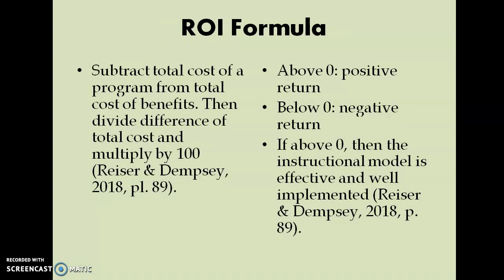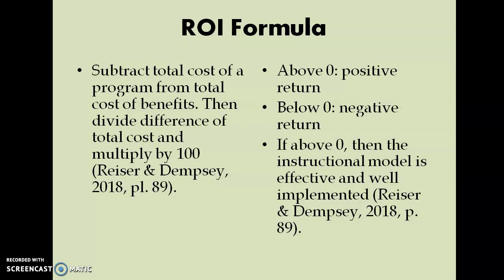So, the ROI formula. You want to subtract the total cost of a program from the total benefits. Then divide that answer by the total cost and multiply by 100. And then that will give you a percentage. Reiser and Dempsey describe this in the textbook.